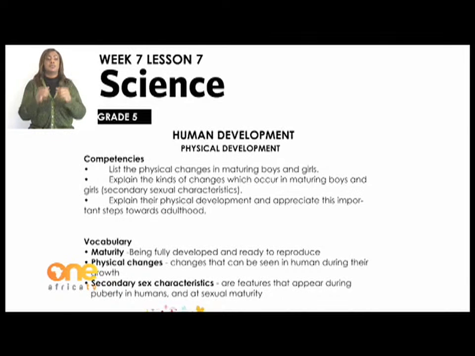Our vocabularies are: maturity, being fully developed and ready to reproduce. Physical changes, these are changes that can be seen in humans during their growth. Secondary sex characteristics are features that appear during puberty in humans and sexual maturity.